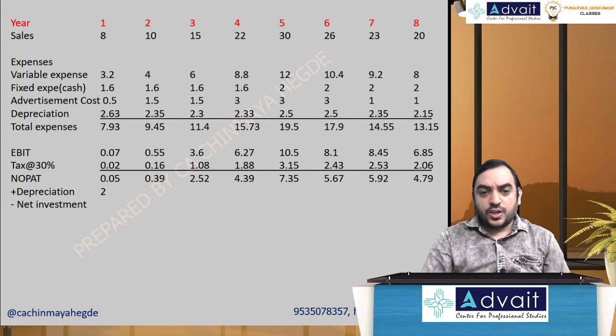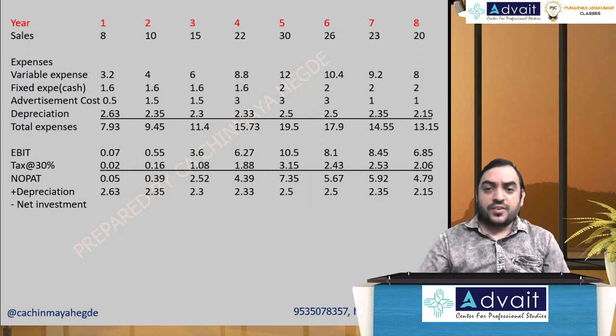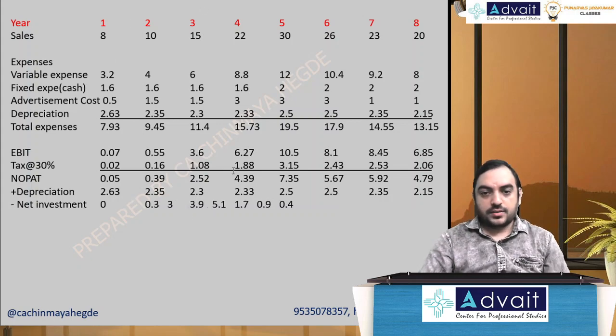Depreciation as above: 2.63, 2.35, 2.3, 2.33, 2.5, 2.5, 2.35, 2.15, as calculated in the table above. Net investment, we have done the working notes. We can use that. That is 0.333, 3.9, that one. So these things you can subtract. You get FCFF, free cash flow to firm.